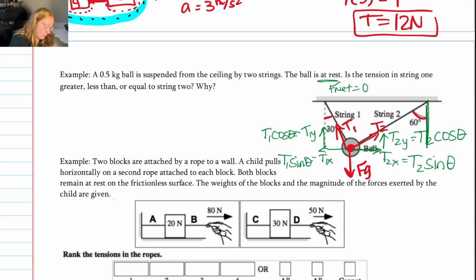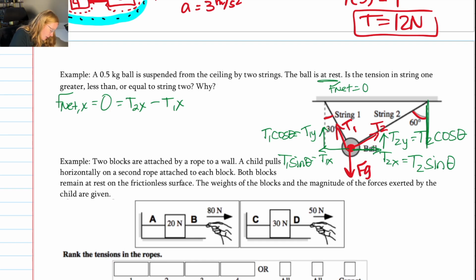For the y direction, we have gravity and both tensions acting. So we have 3 total forces in the y direction, T1y, T2y, and Fg. In the x direction, I only have T1x and T2x. So if we look at the F net in the x direction, that will make it a lot easier. We want an overall net force of 0. T2x is acting to the right, so I'm going to make that positive, and then T1x is acting to the left, so I'll make that negative.